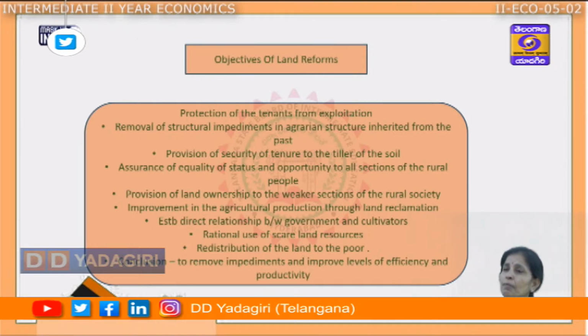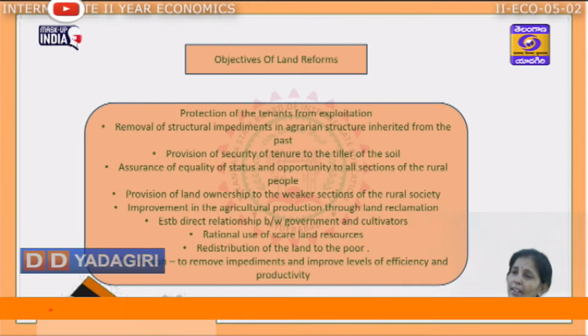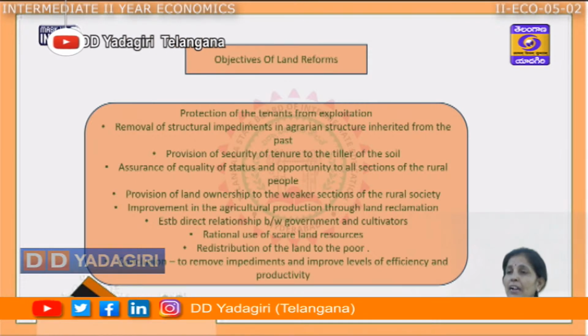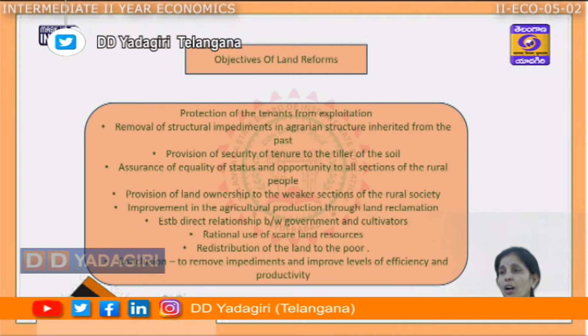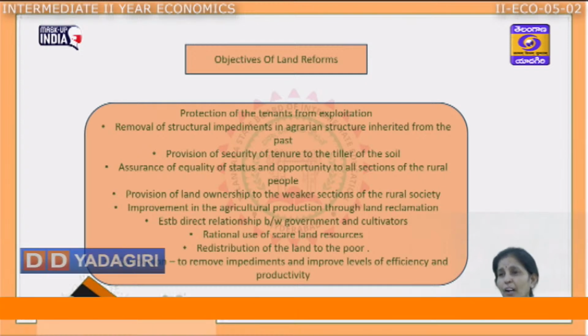The next one is provision of security of tenure to the tiller of the soil. Most of the farmers are tenants. They take the land on lease and there should be some security on the land when the tenants are taking the land on lease. The next one is assurance of equality of status and opportunity for all sections of the rural people. As I said earlier, social status, social upliftment and economic upliftment of our farmers still have to be taken care of.